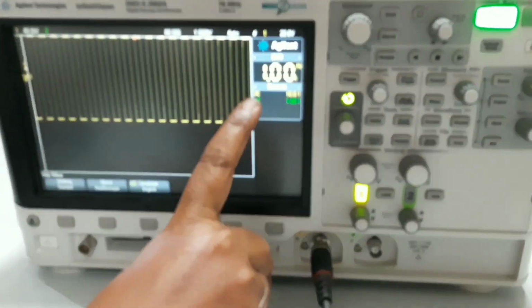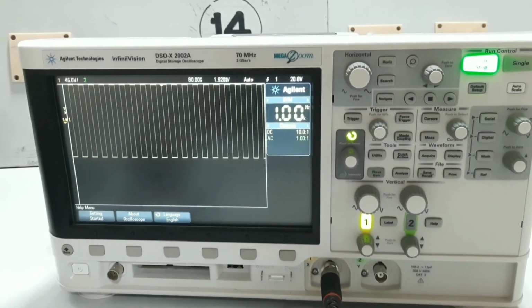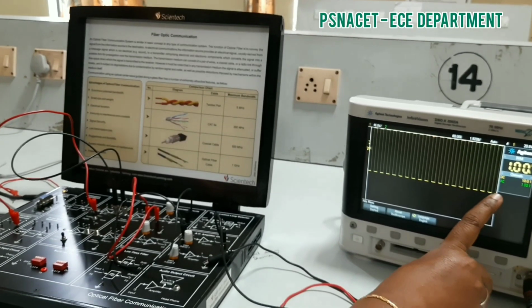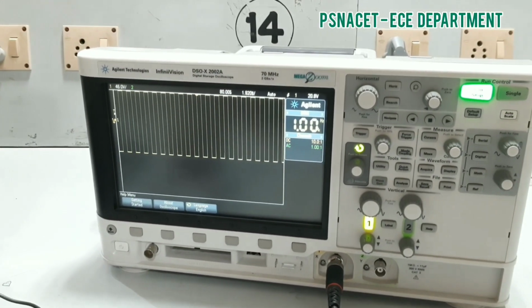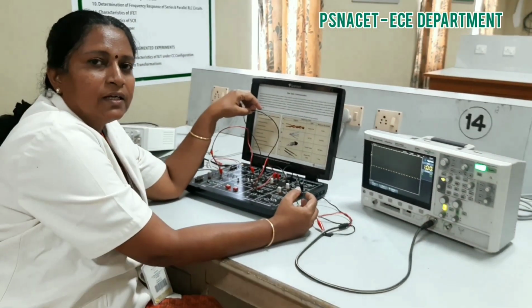Everything is available on the screen itself. That is, 1 kilohertz is received. The 1 kilohertz input signal is set in the function generator, and the same 1 kilohertz signal is received at the output. This is the simple fiber optic transmission through analog link experiment.